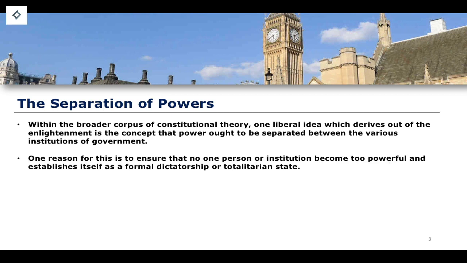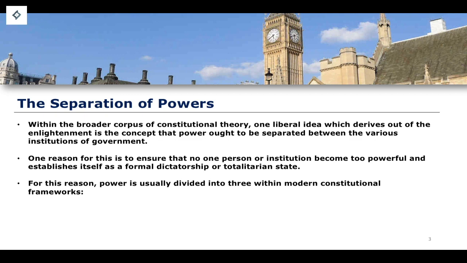And the reason for this is to ensure that no one person, or, as is more likely the case in some circumstances, no one institution becomes too powerful, and as a result could establish itself as a formal dictatorship or totalitarian state, all of which would not be great for the concept of the separation of powers and the concept of democracy.